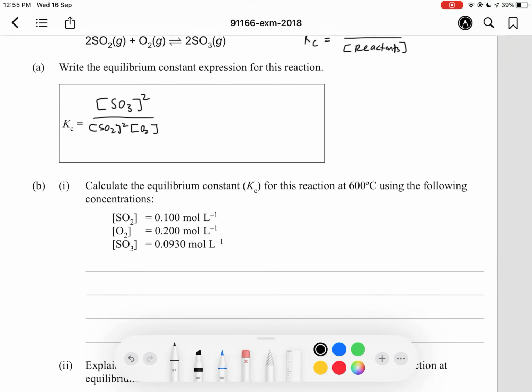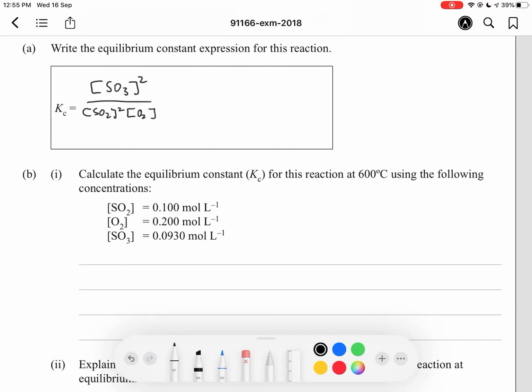Question B. Calculate the equilibrium constant Kc for this reaction at 600 degrees Celsius using the following concentrations. The concentration of SO2 is 0.1 moles per liter, the concentration of O2 is 0.2 moles per liter, and the concentration of SO3 is 0.0930 mole per liter. So to calculate the equilibrium constant, all we need to do is just plug in the concentrations for each of these species, and we can find the equilibrium constant because we have our equilibrium expression.